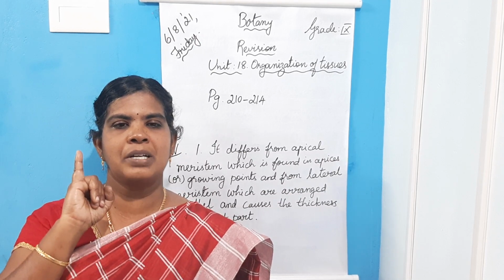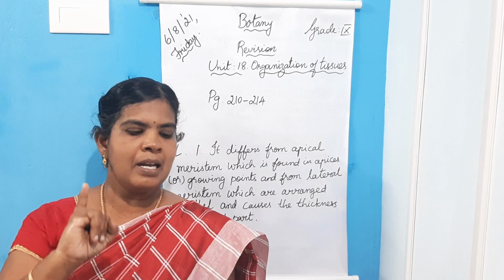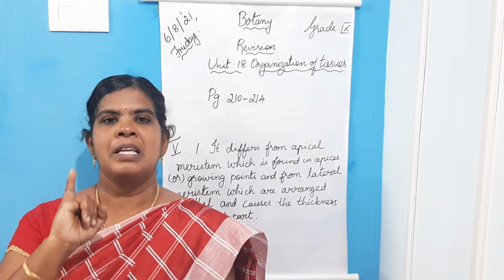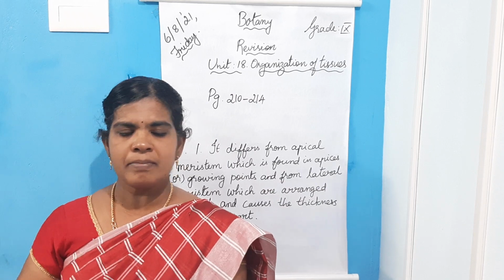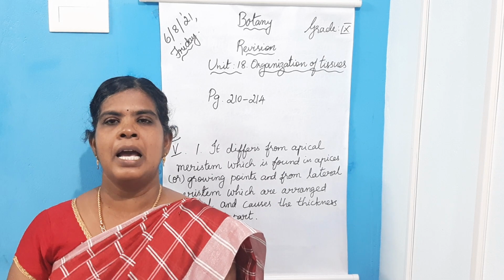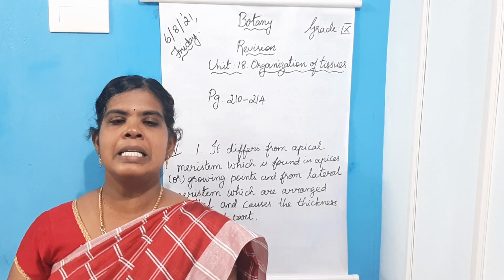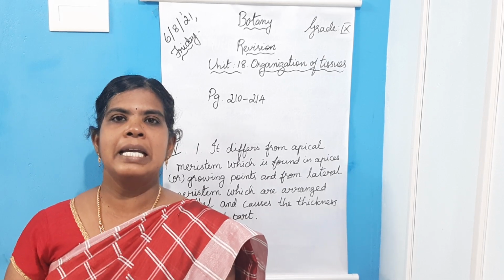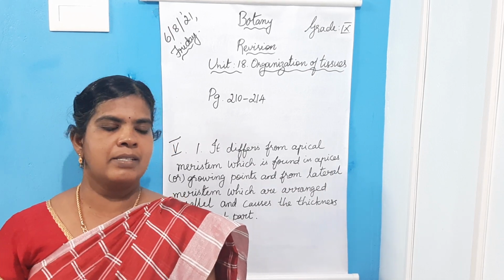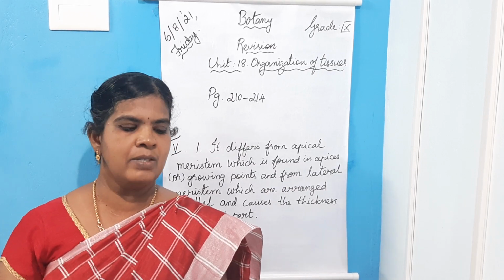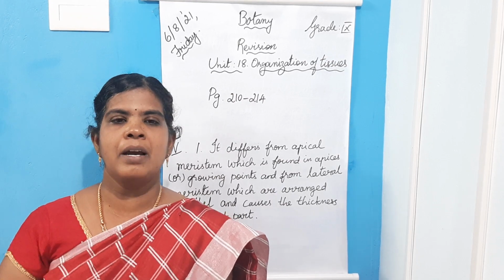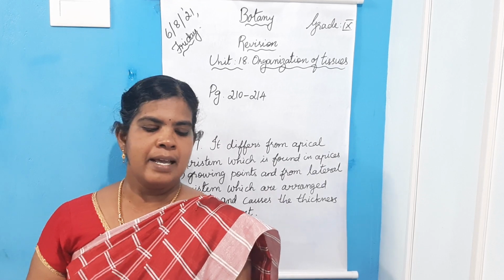First we have to write about the apical meristem. These are found at the apices or growing points of root and shoot and bring about increase in length.